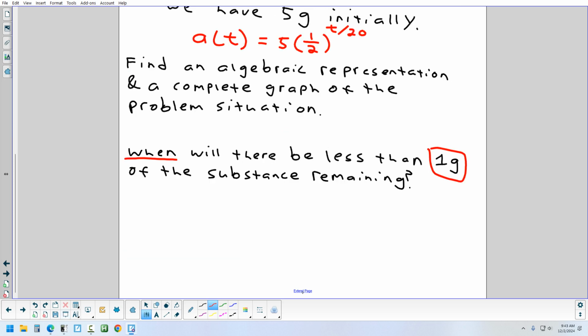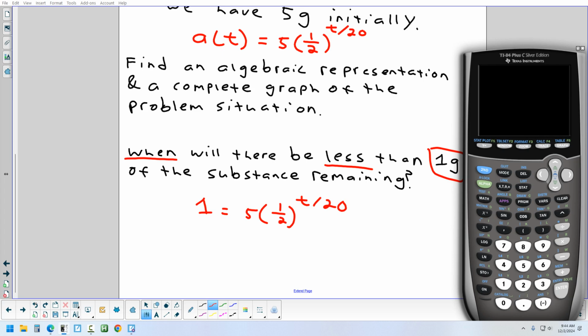So let's fill in the 1. Now, if you notice when I wrote that, you might say, well, that doesn't answer the question exactly. The question is, when will there be less than 1 gram, not equal to 1 gram? And I know that. But when I graph it, I'm going to interpret my answer because I can't type an inequality into the calculator. I can only type in equations. So type that in and then interpret our answer from there.